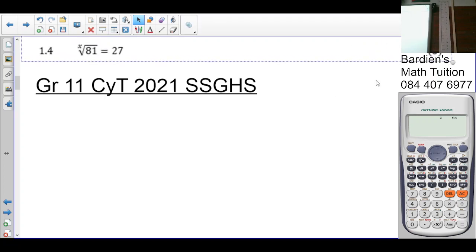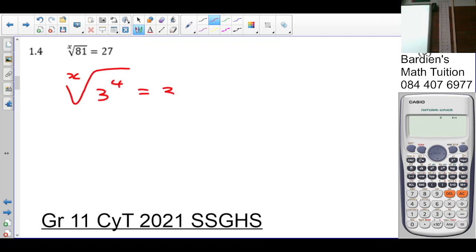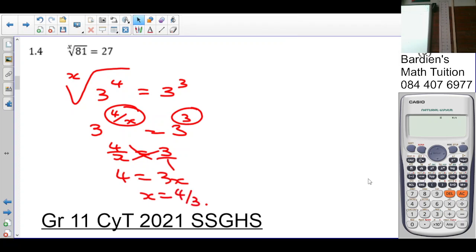Let's look at 1.4. Any issues so far? We're not moving too fast. Alright, so the next one: 81 can be written as 3 to the exponent 4. So the x root of 3 to the 4 equals 3 to the 3. I'm going to change it from radical, or surds, into exponents. So it's 4 over x is equal to 3 to the 3. When bases are the same, exponents are equal, so 4 over x is equal to 3. I cross multiply: 1 times 4 is 4, 3 times x is 3x. Divided by 3 will give you 4 over 3.